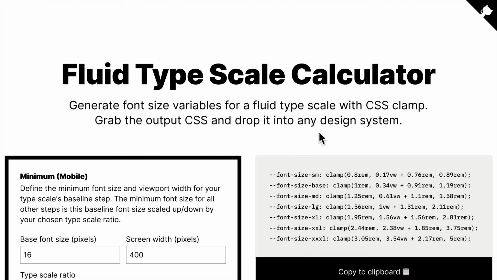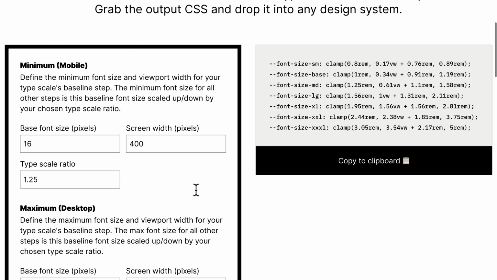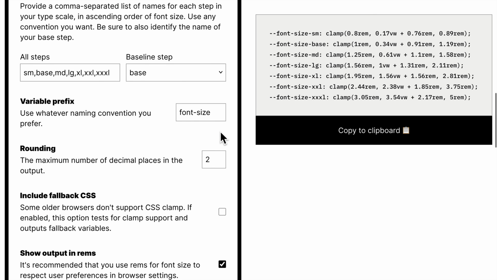Anyway, I just wanted to introduce you to the concept of a mathematical proportional type scale so that you can get your head around this tool. This is the Fluid Typescale Calculator. It's at fluidtypescale.com. I'll drop the link to this in the description. We're basically just going to pop a few numbers in here. I'll tell you exactly what to put in. Don't worry, I'll walk you through every step.